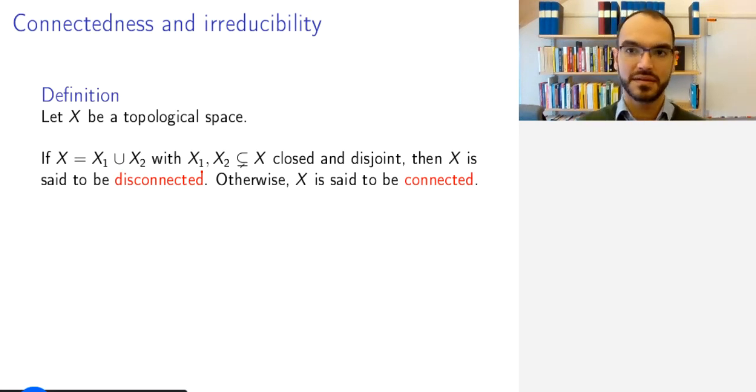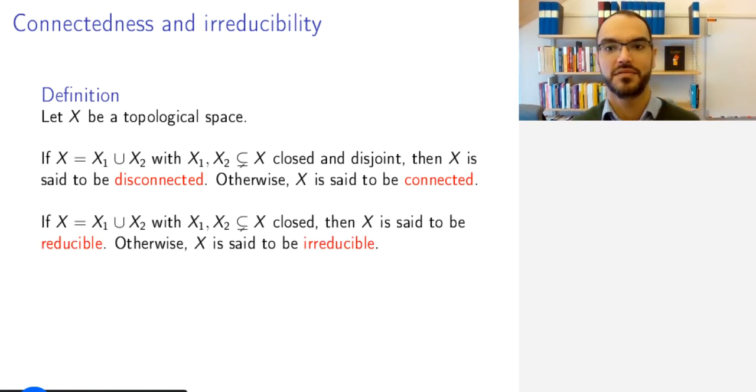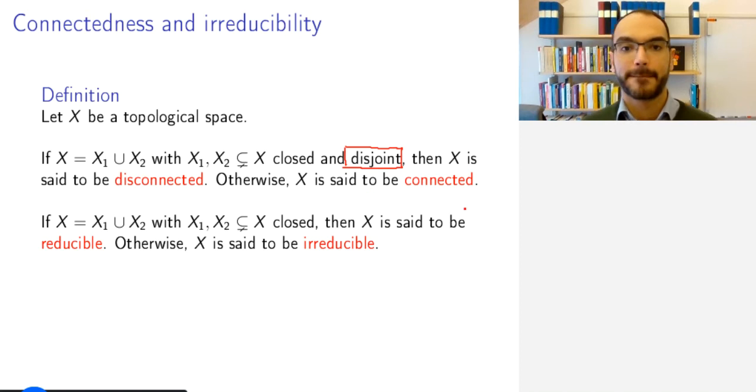Another notion that you might not have seen in connection to other topological spaces is that of irreducible and reducible. So if X is the union of two closed proper subsets, then it is reducible. Otherwise, it's irreducible. So what is the difference? The difference is when we talked about connected, we required the subsets to be disjoint. Now we just want to have two closed subsets that are proper and that are not necessarily disjoint. So you might think, but isn't this trivial?